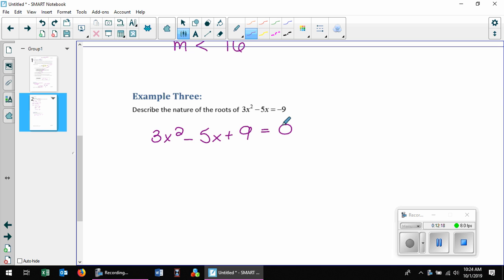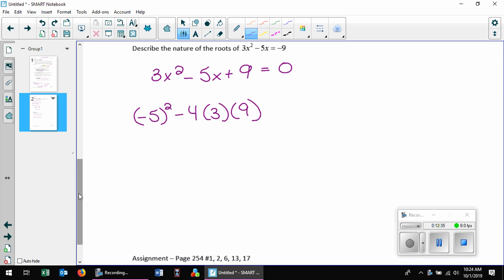Okay, so I want to describe the nature of roots. I don't want to know where they are. I just want to know how many I have. So my discriminant, I'm going to have negative 5 squared minus 4 times a times c. Notice I have no equal signs here. So at no point am I going to put an equal sign in. That's 12 times 9.